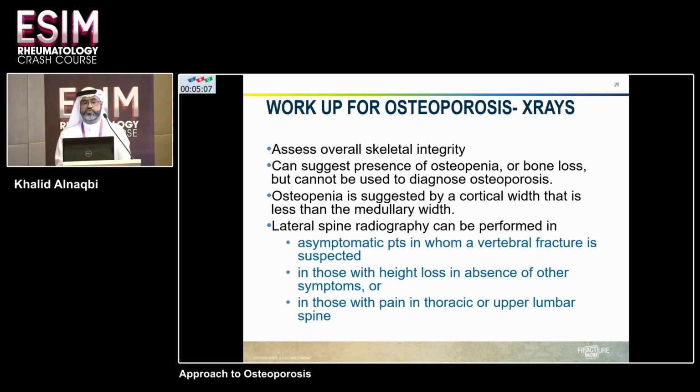You do X-rays to assess overall skeletal integrity; they can suggest presence of osteopenia or bone loss, but cannot be used to diagnose osteoporosis. Osteopenia is suggested by a cortical width that is less than a medullary width. Lateral spine radiography can be performed in asymptomatic patients in whom vertebral fracture is suspected, in those with height loss in absence of other symptoms, or in those with pain in the thoracic or upper lumbar spine.